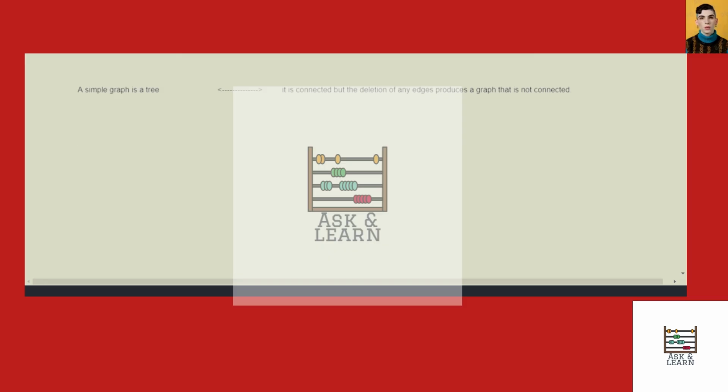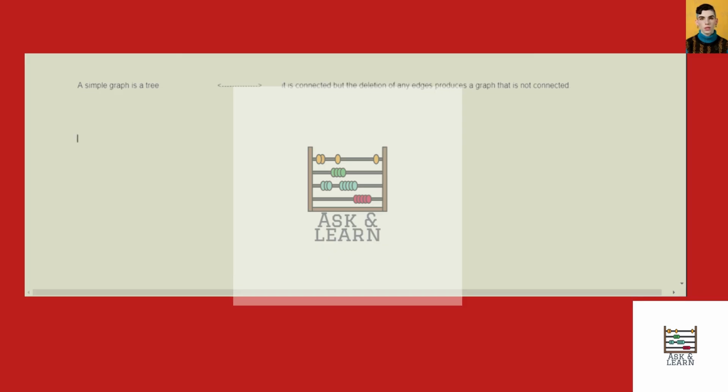Okay, so for this problem, we're given that a connected graph with no simple circuits is called a tree, which is its definition. We claim that a simple graph is a tree if and only if it is connected and the deletion of any of its edges produces a disconnection. So this is going to be a standard if and only if proof, which means that we are going to have two directions. We're going to have one going from left to right, and then we're going to have one going from right to left.